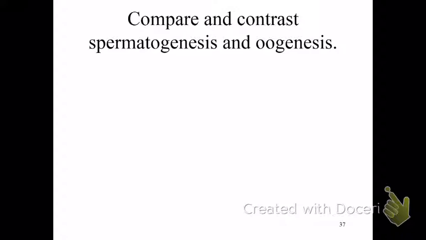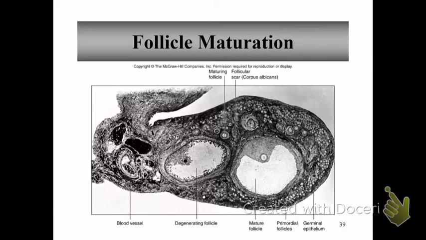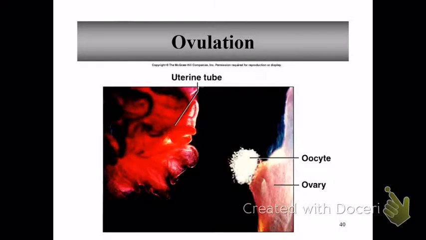You also want to note that sperm are created after males go through puberty for the rest of their life. Oogenesis, however, the creation of eggs, happens before birth, so before the girl is even born. Okay, so then the follicle has to mature, and that's what makes the egg drop, actually. Okay, ovulation. Let's talk about that.